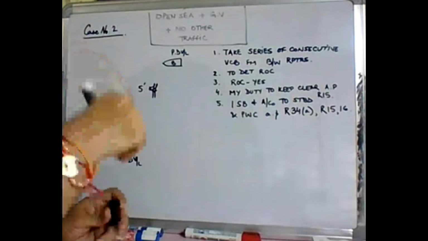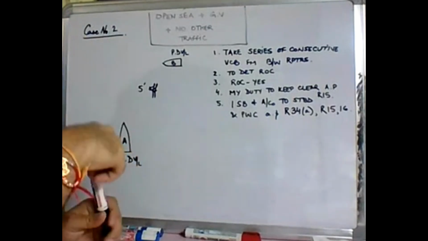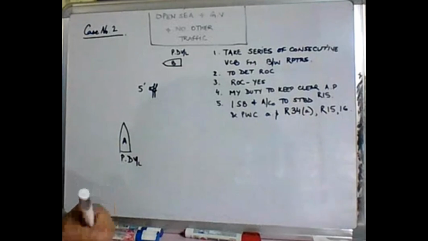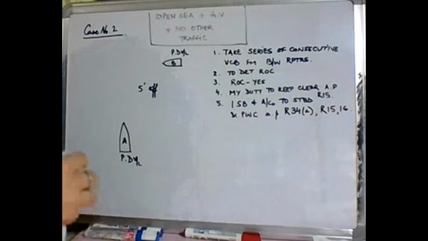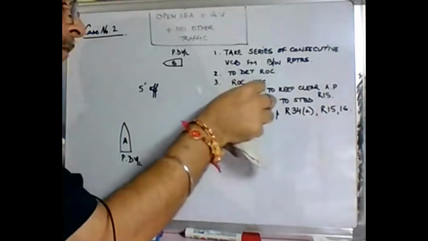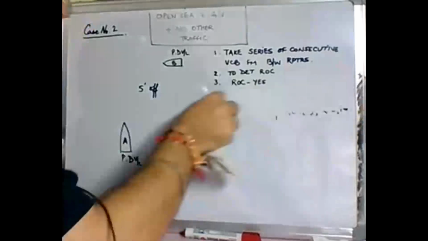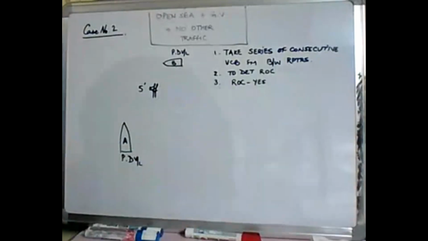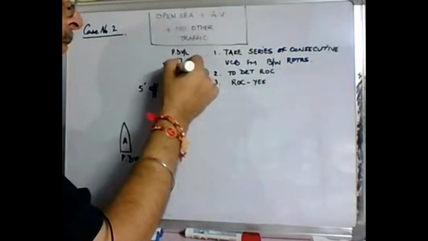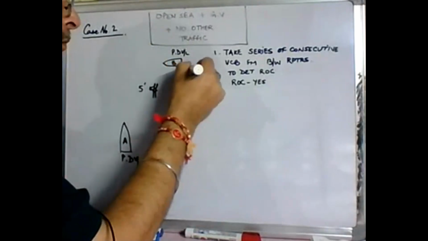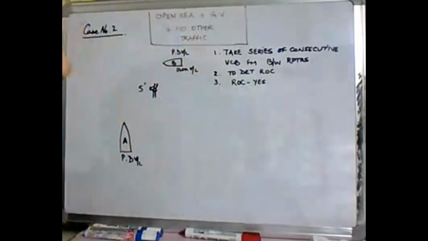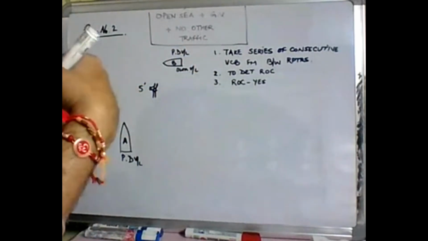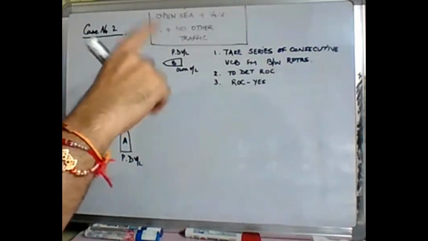We're coming on to case number 2. You're on vessel Bravo. Own vessel is Bravo. Case number 2. Point number 1, 2, 3 will remain the same. No change in point number 1, 2, 3. They will remain constant throughout now. This will apply everywhere.